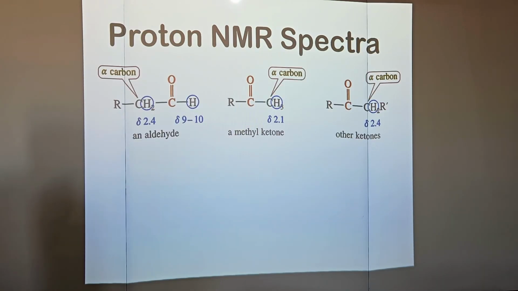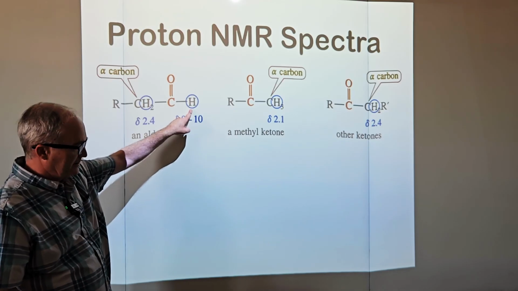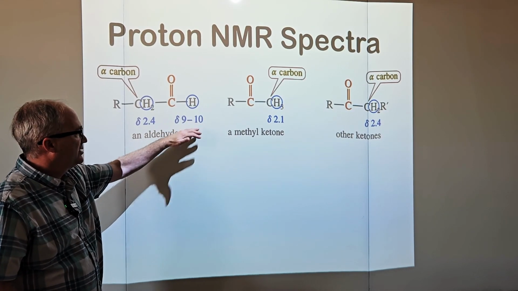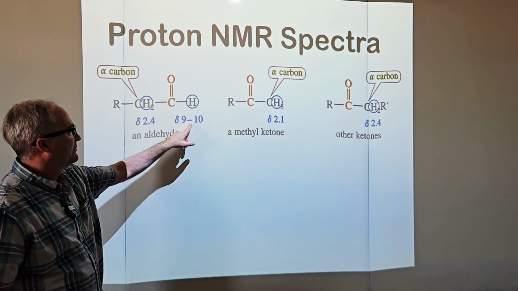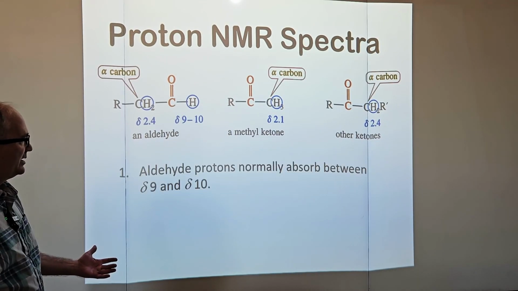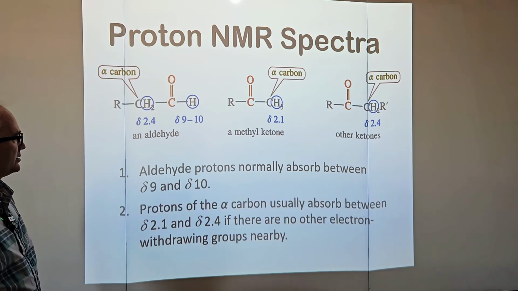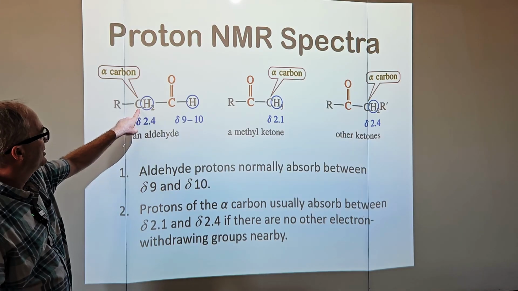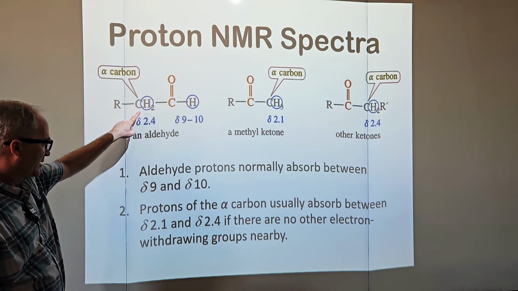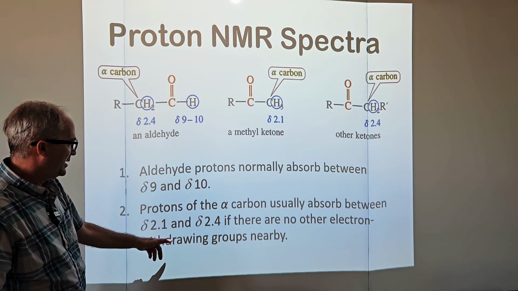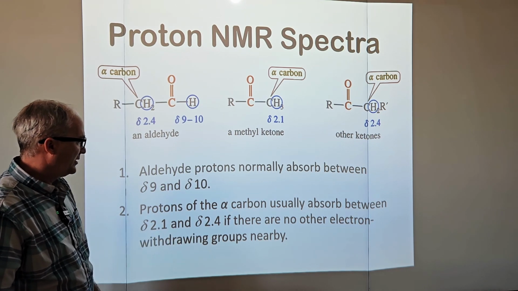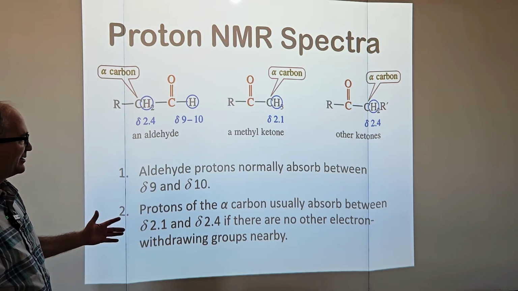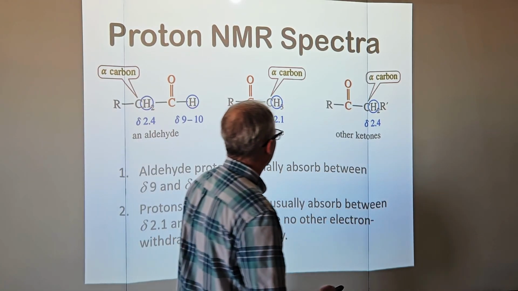Proton NMR spectra. So this one's always pretty good telltale sign because it's highly deshielded. Shows up way downfield on the left between 9 and 10. Can't miss it. So alpha carbon, some of that Greek nomenclature. So it'd be the alpha carbon. Usually absorb between 2.1 and 2.4 if there are no other electron withdrawing groups nearby. Well, that's a big range. I don't know if that's going to help me a whole lot.